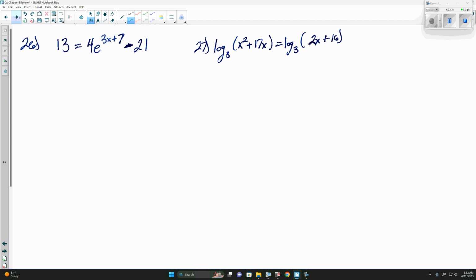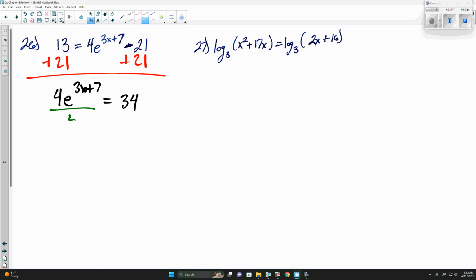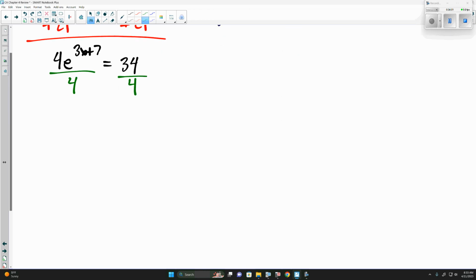Well, 26, we'll go on and do it. The first thing we'll need to do is get e by itself. So we'll add 21 to both sides, telling us that 4e to the 3x plus 7 is equal to 34. Next thing I would do is divide both sides by 4, telling us e to the 3x plus 7 is equal to 34 over 4.